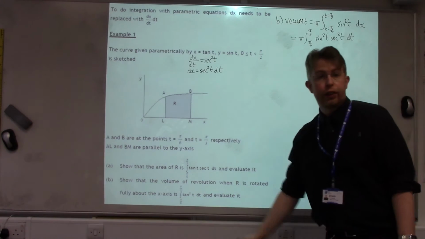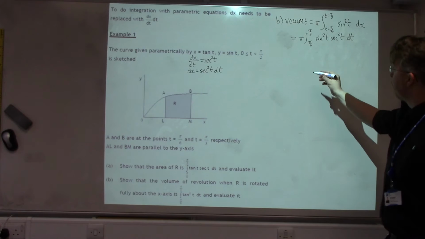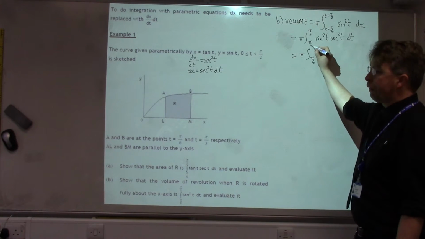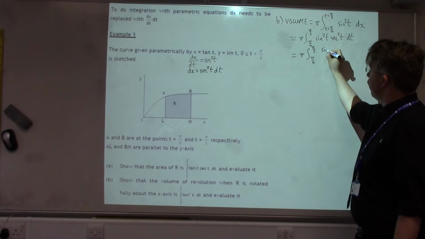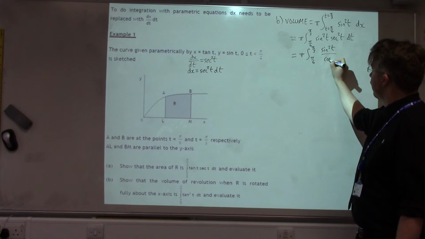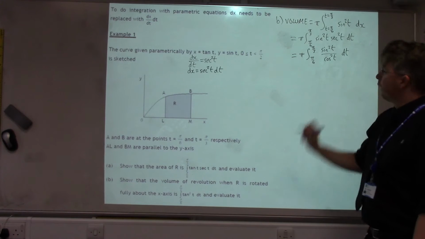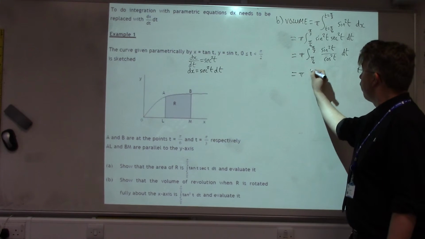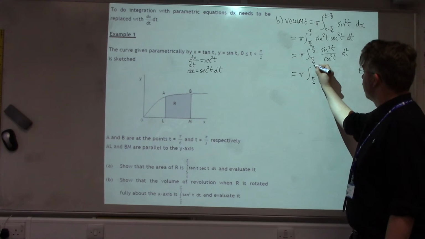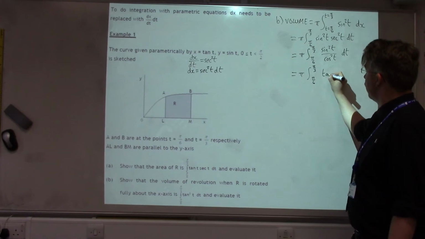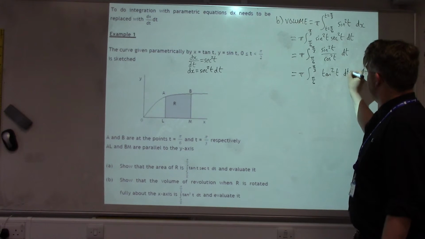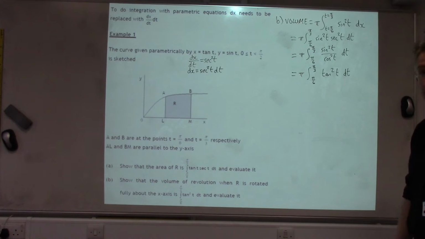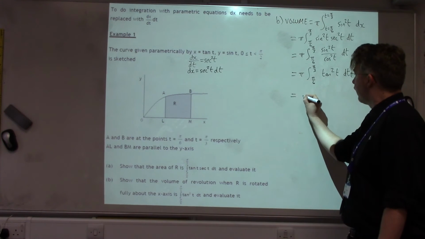We're supposed to show that's equal to tan squared. Sec squared is 1 over cos squared, so we've got pi times the integral between pi over 6 and pi over 3 of sine squared t over cos squared t dt, and that is equivalent to tan squared t dt, and then that's a standard integral to work out using trigonometric identities.